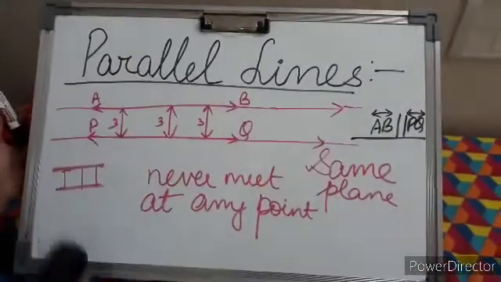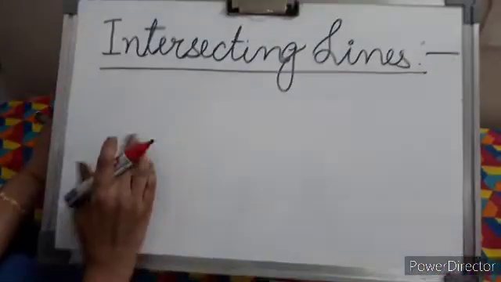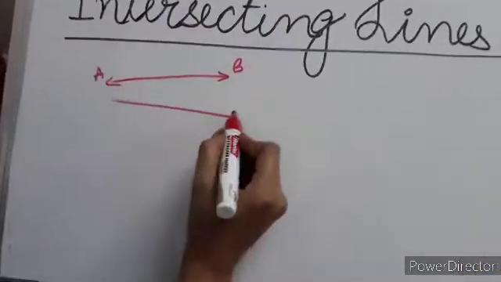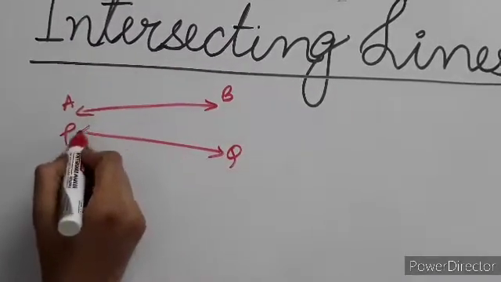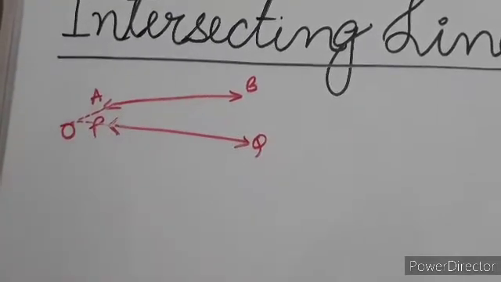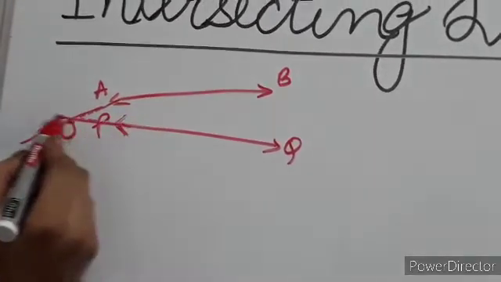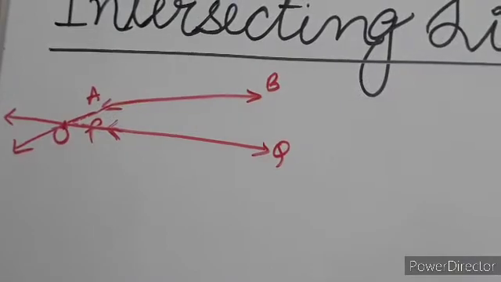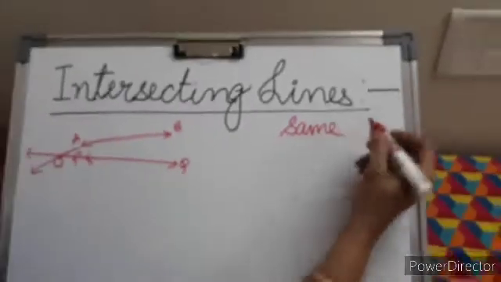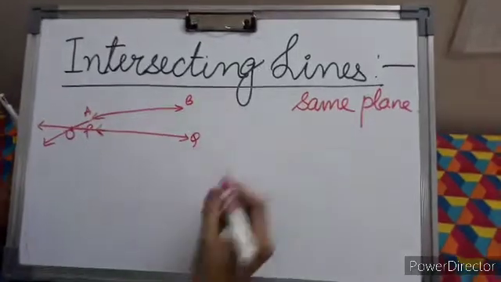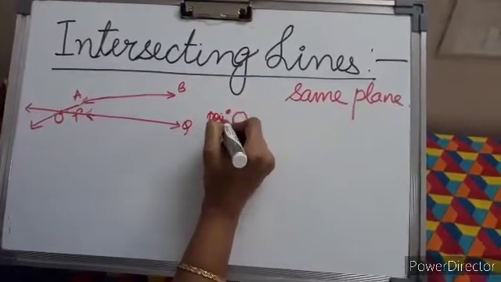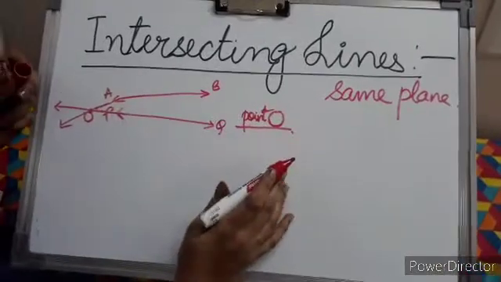Coming to the next topic, intersecting lines. What are intersecting lines? Suppose there is a line AB and one more line PQ, randomly drawn. When we extend these lines and they meet at some point, suppose point O, then they are intersecting lines. That means this is not a parallel line, it is the other way around. Again, both lines should lie in the same plane. Both lines intersect at point O. So this is the concept of intersecting lines.